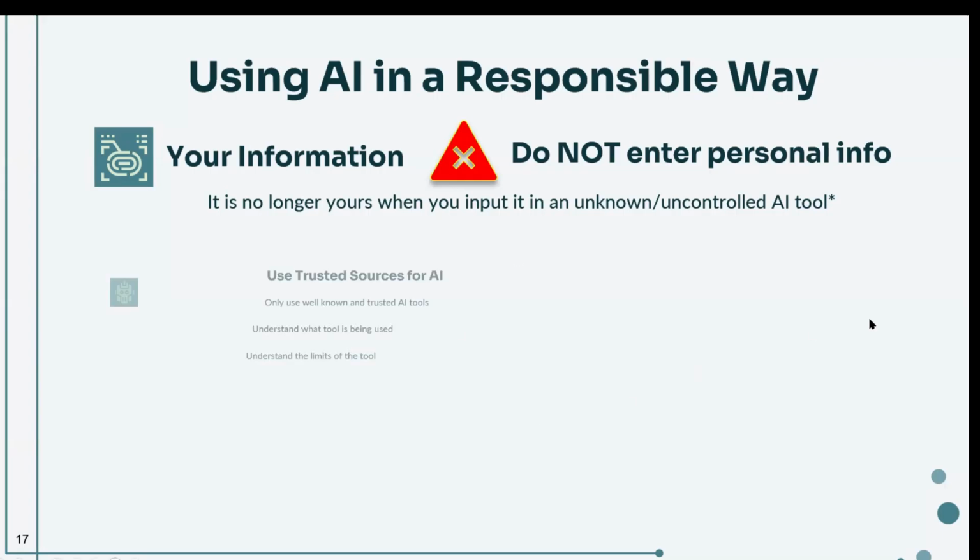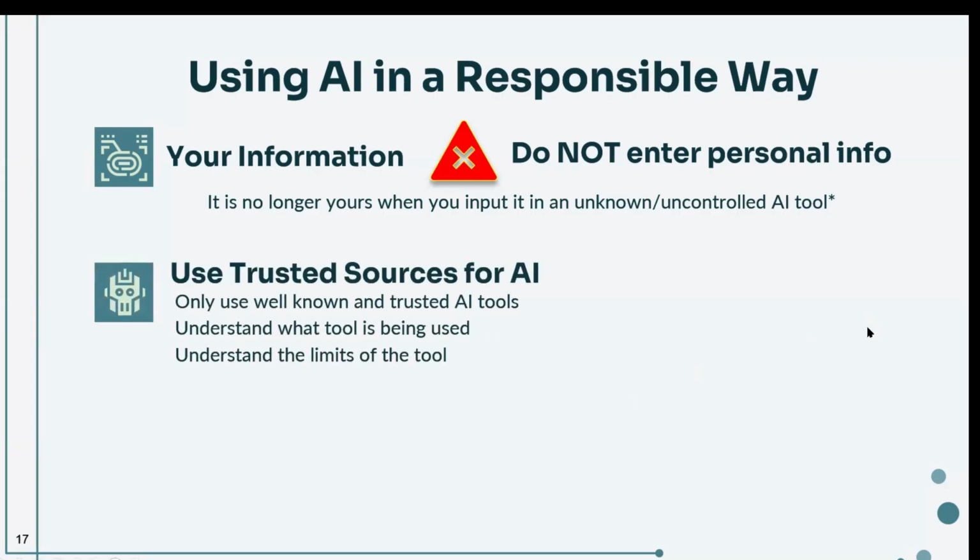So let's talk about using trusted sources of AI. Only use well-known trusted AI, like we just talked about, the Geminis, the Copilots, the OpenAIs, the ChatGPTs. Understand what the tool is being used for. What is this AI tool? What benefit is it trying to provide me? And understand the limits of the tool as well. To give an example, we recently had a class, Phishing and Smishing, Oh My, and we talked about these defensive AI agents.